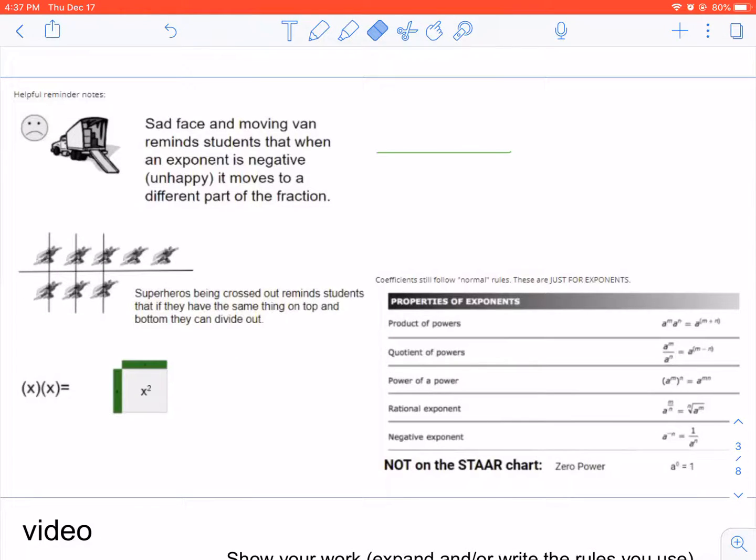Here are some helpful notes that we talked about last class period on our lesson. You can pause the video and read through this a little bit more carefully if you would like. And in a moment you can hit play and we will do several examples together.